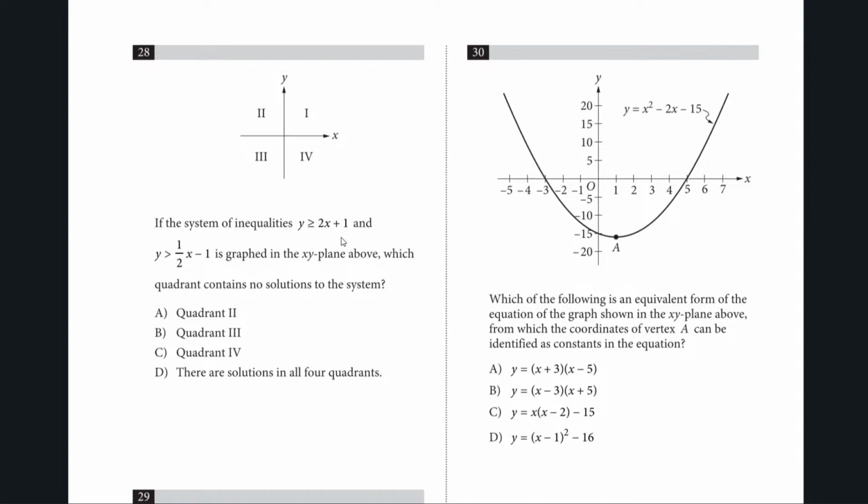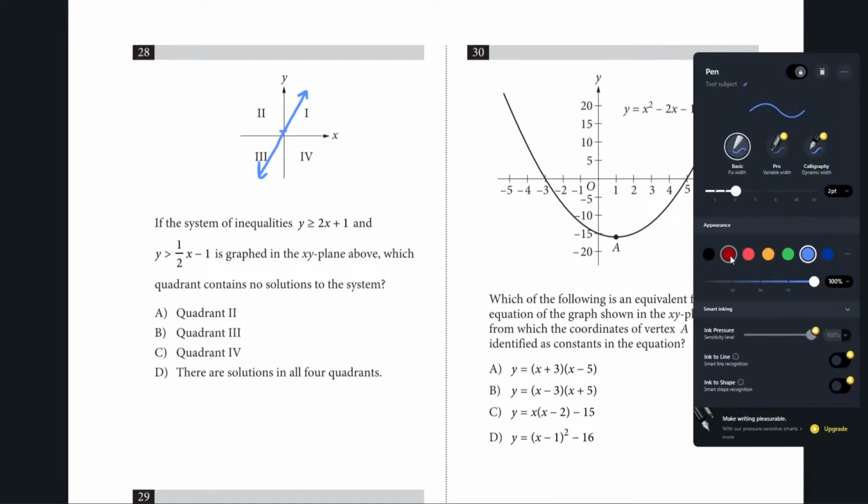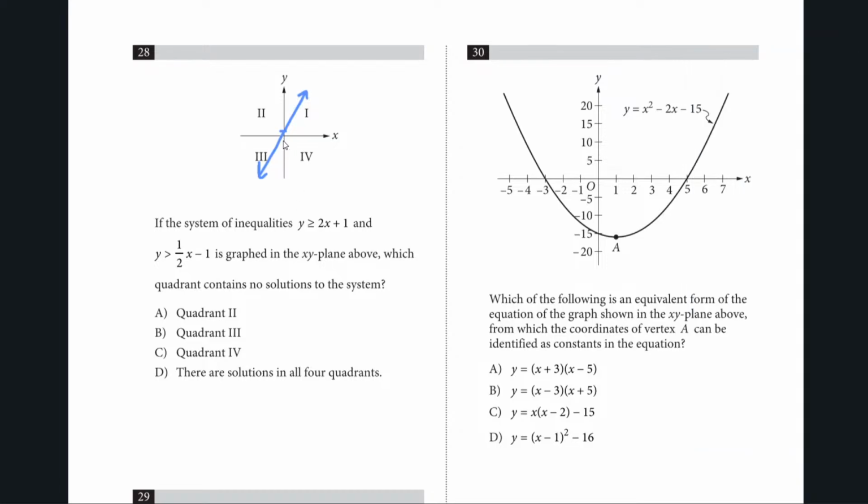So we have y is greater than or equal to 2x plus 1. That's going to have a y-intercept of 1, and it's going to be increasing rather quickly. So it's going to look something like this. And then we have y is greater than 1/2 x minus 1. Let me change the color here. So this is 1/2 x minus 1, so the y-intercept at -1. And it's growing rather slowly.